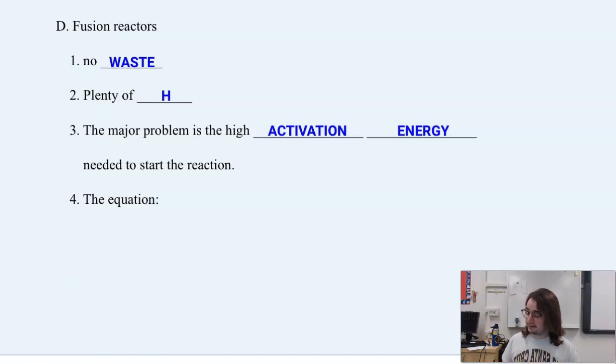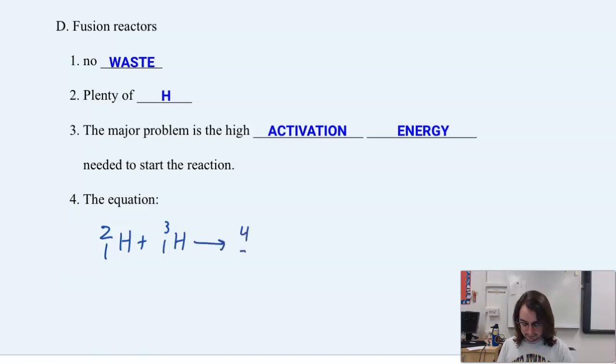But again, this is just the same equation that we were talking about before. This is kind of an alternate version of it. I think this is the one that's in your book, where we have a deuterium and a tritium, which is what the hydrogen with the 3 is. They react together to form helium and one neutron. And again, tons and tons of energy.